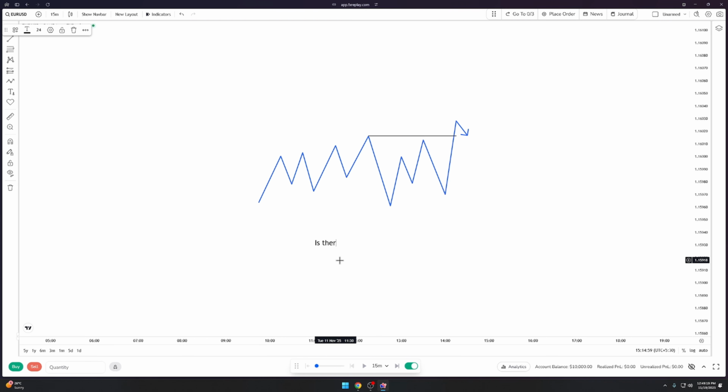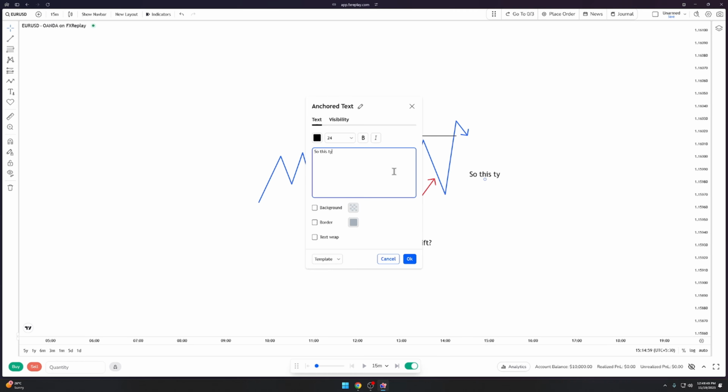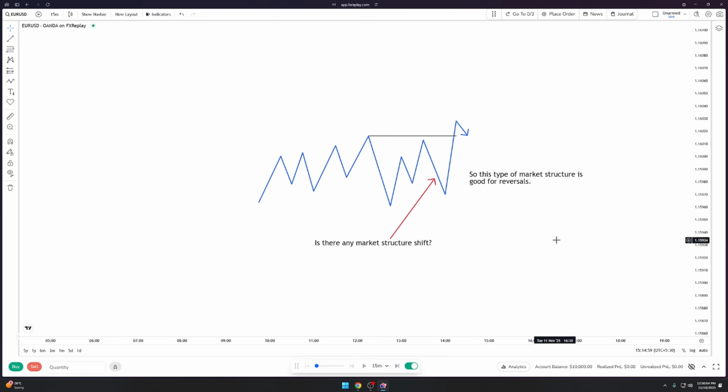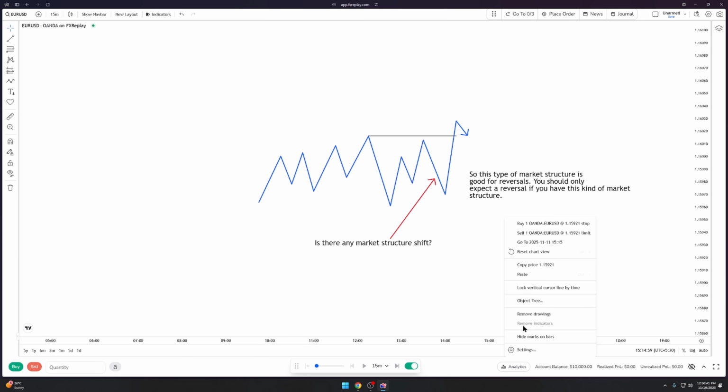Now suppose this is a buy-side liquidity sweep. Tell me, is there any market structure shift before the liquidity sweep? No. So think about it. If we don't have any market structure shift before the liquidity sweep, what does it mean? It simply means that there is not any bullish market structure shift or bullish signatures in price, which can tell us that the market could move higher. So this type of market structure is suitable for expecting a reversal. You should only expect a reversal when you have this kind of market structure.